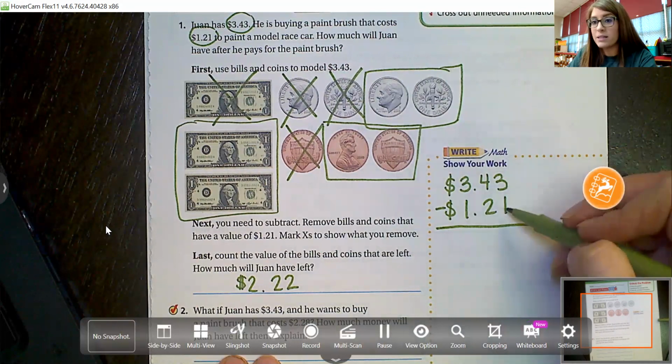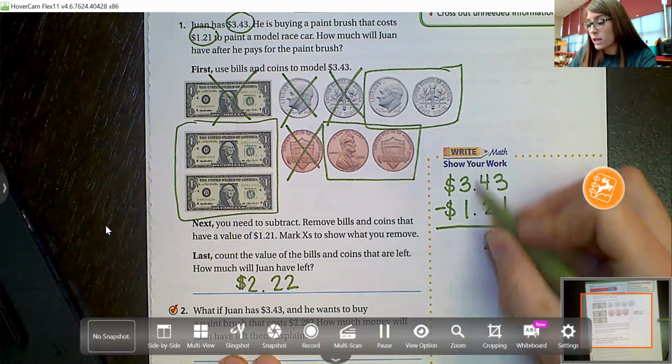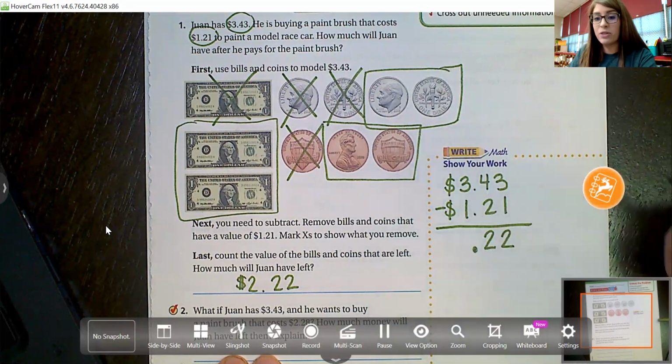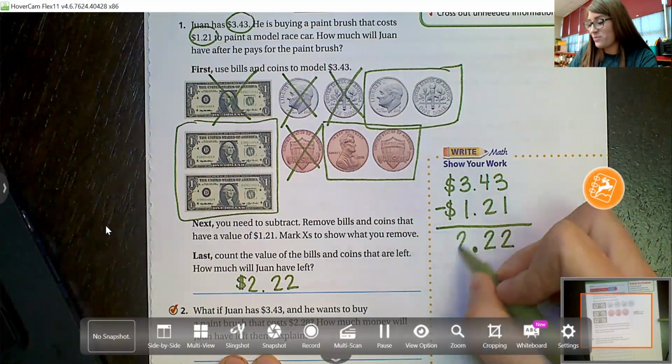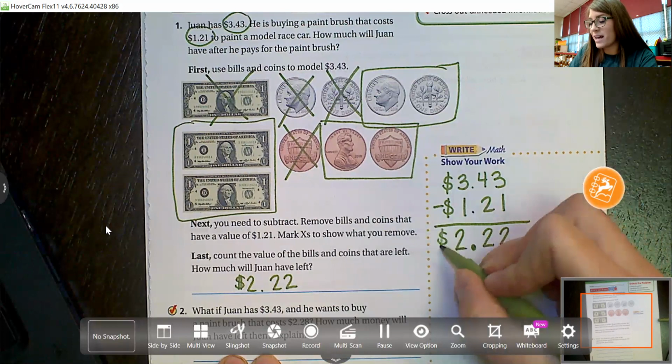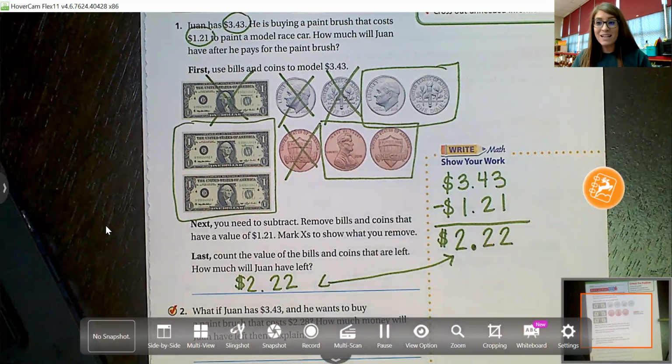3 minus 1 is 2. 4 minus 2 is 2. Always bring down your decimal point in line with the others. 3 minus 1 is 2. And then, of course, our dollar sign out front. So again, our answers match, but we use 2 different methods to do that.